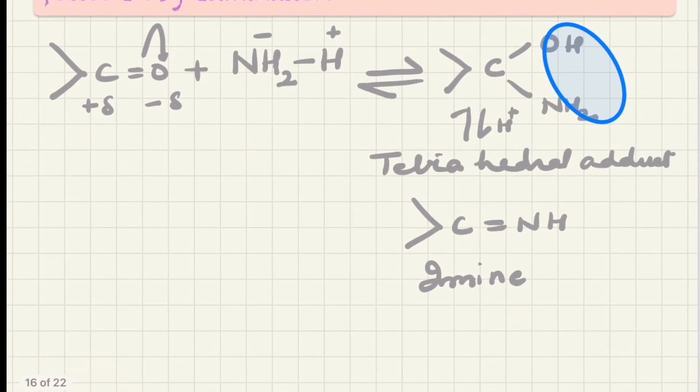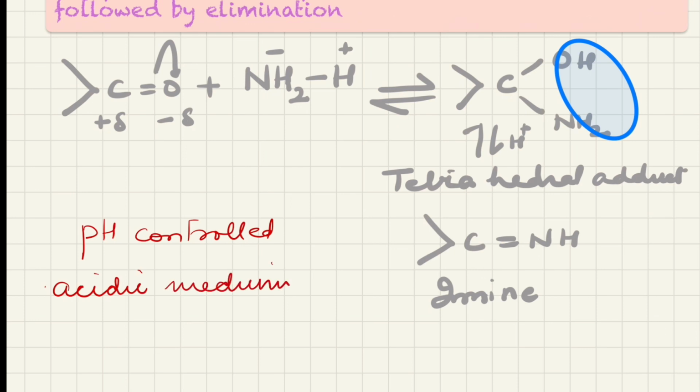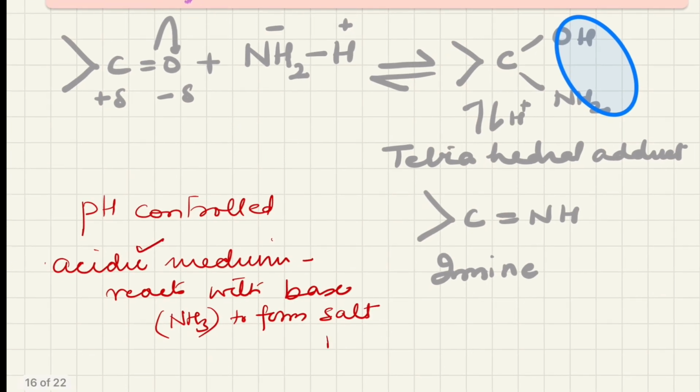Now the key feature of the reaction is that the reaction is pH controlled. This reaction is pH controlled, because if we take acidic medium, highly acidic, which we know is good for nucleophilic addition, it reacts with base, that is ammonia or ammonia derivative, to form salt. So we will avoid highly acidic and we'll go for mild acid. Mild acidic as in 3.5 pH, something close to that.